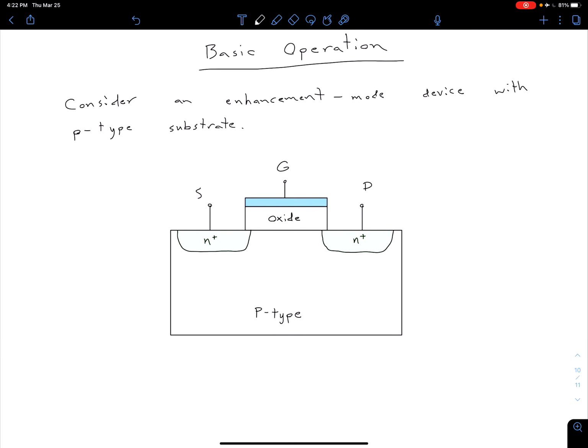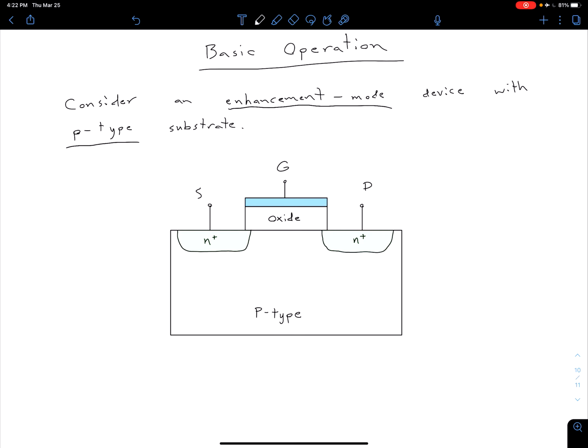We're now ready to talk about the basic operation of our MOSFET. In order to do that, we're going to consider an enhancement mode device with a p-type substrate. Really we have sort of 4 iterations, right? We can have enhancement mode or depletion mode, and we can have a p-type or an n-type substrate. So in this case, we're going to consider enhancement mode, p-type substrate.